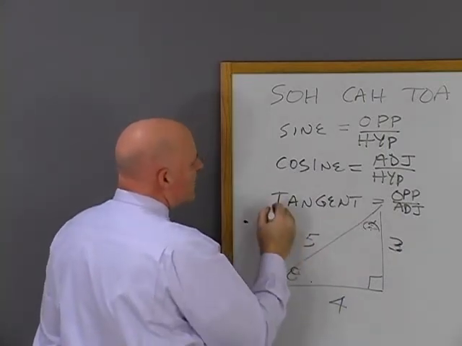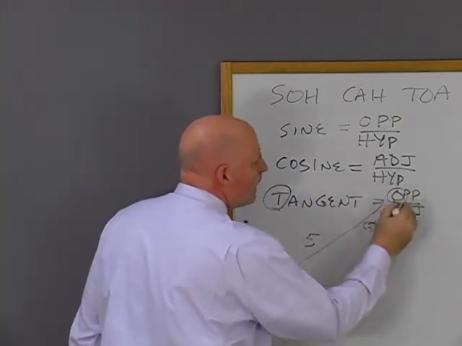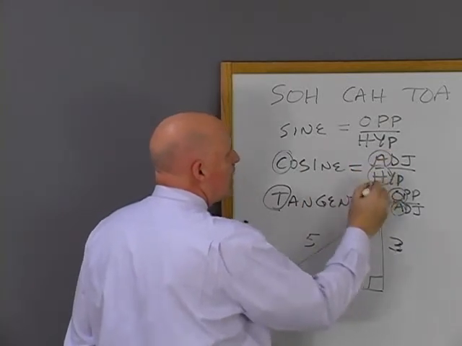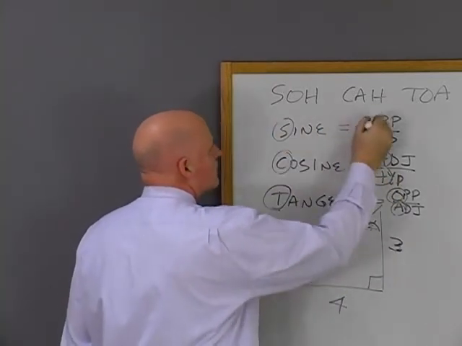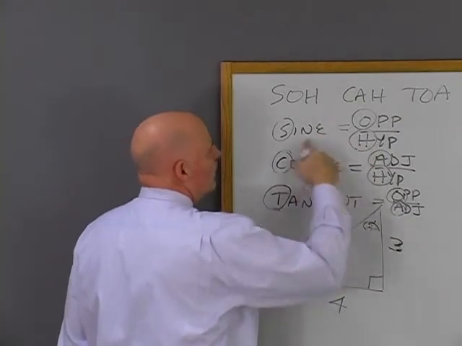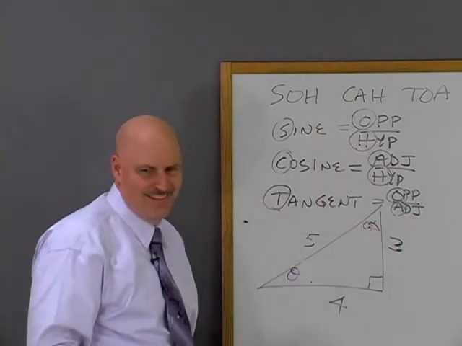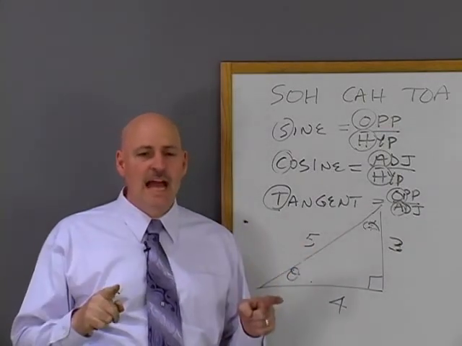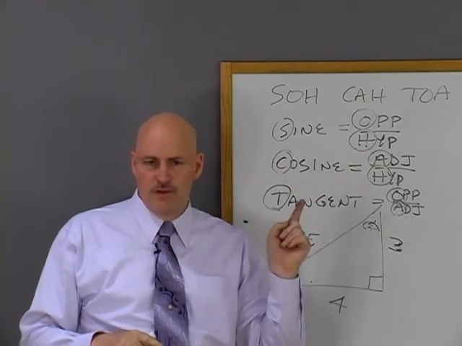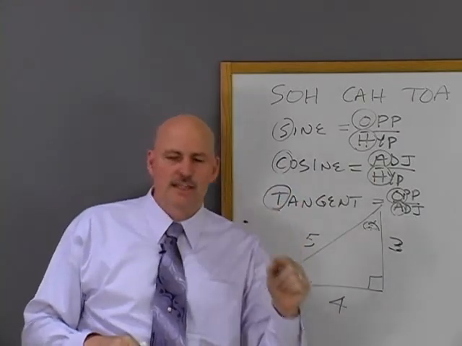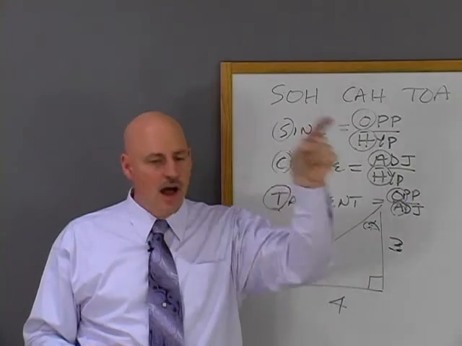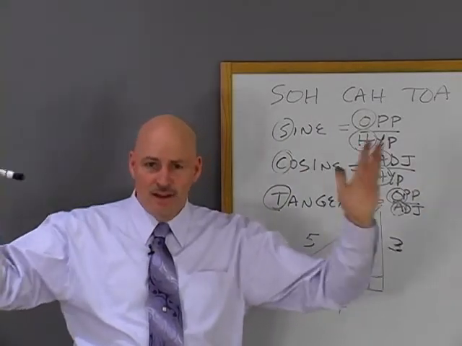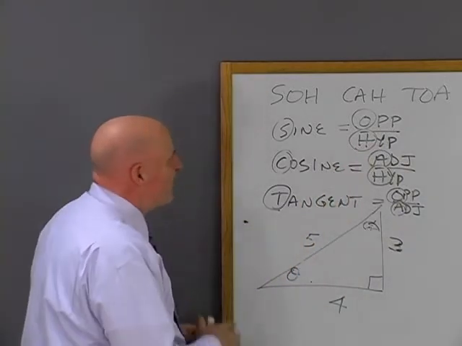Now, you see the T-O-A, TOA, C-A-H, CAH, S-O-H, SOH: SOH CAH TOA. You want to remember those. When you think sine, you think opposite over hypotenuse. When you think cosine, adjacent over hypotenuse. When you think tangent, opposite over adjacent. If you can think of a better way, let me know. I'll give you credit. Now, let's put some numbers in.